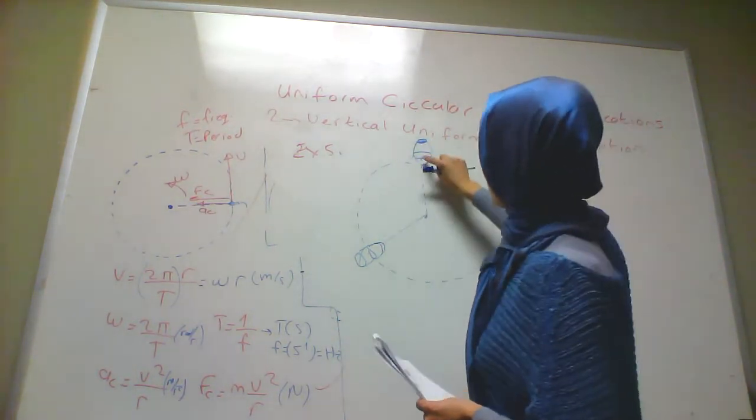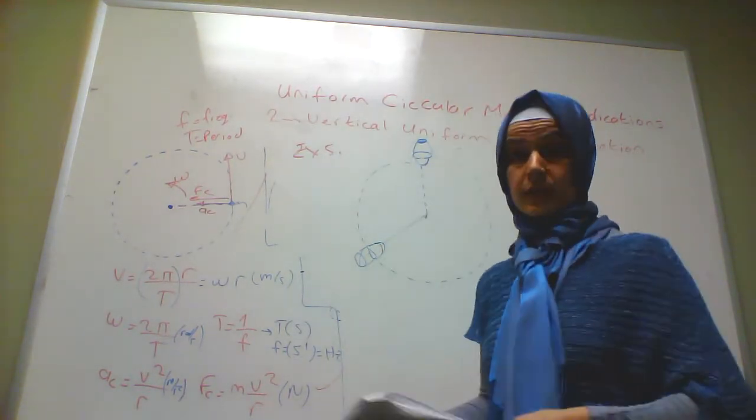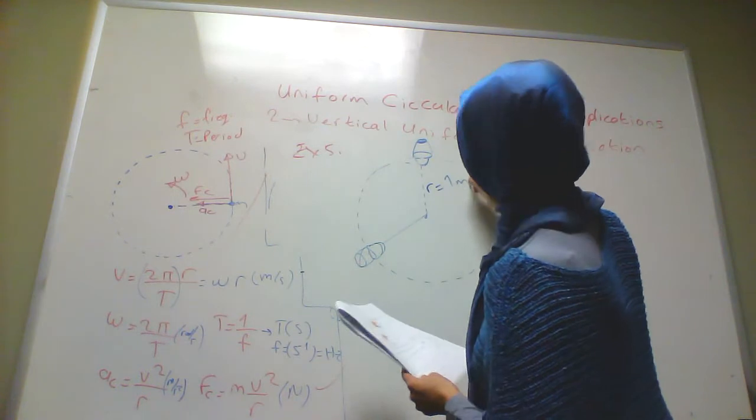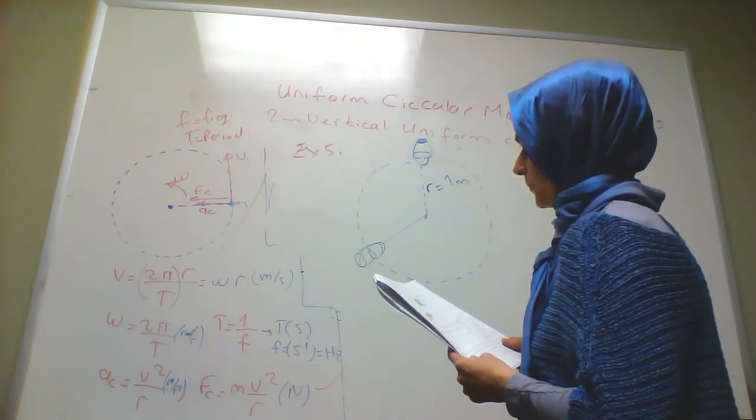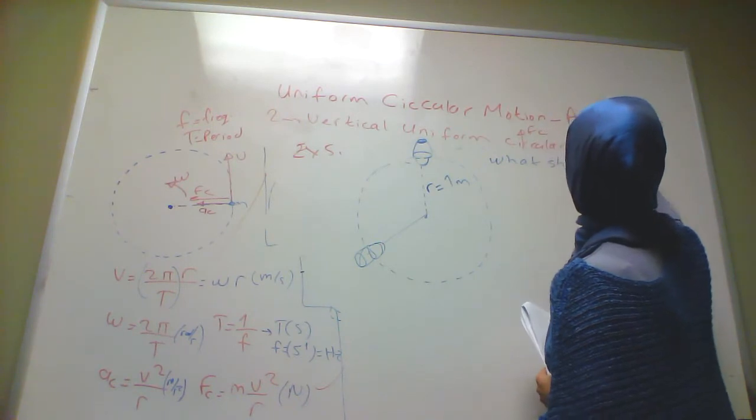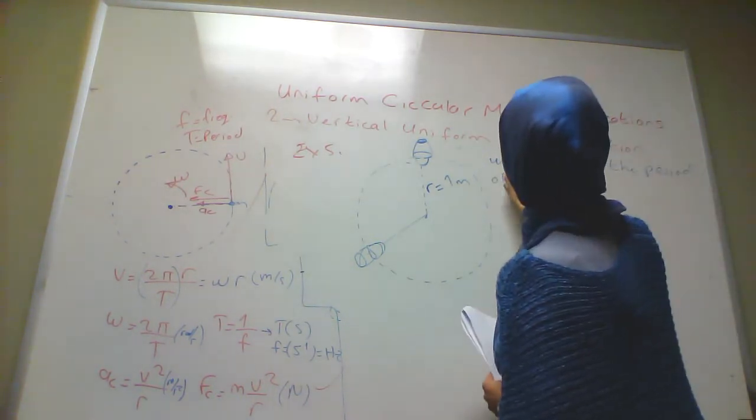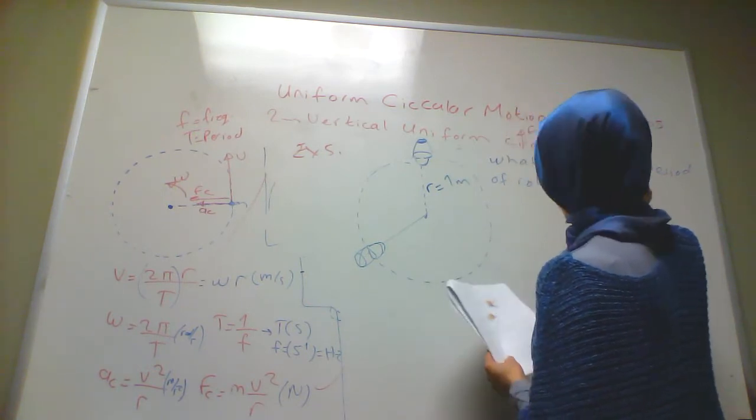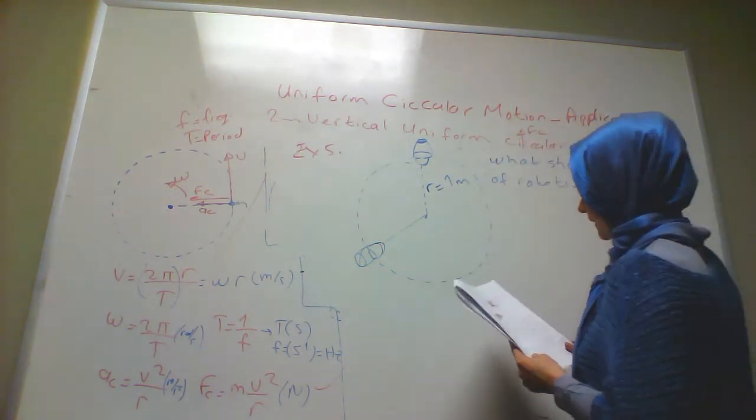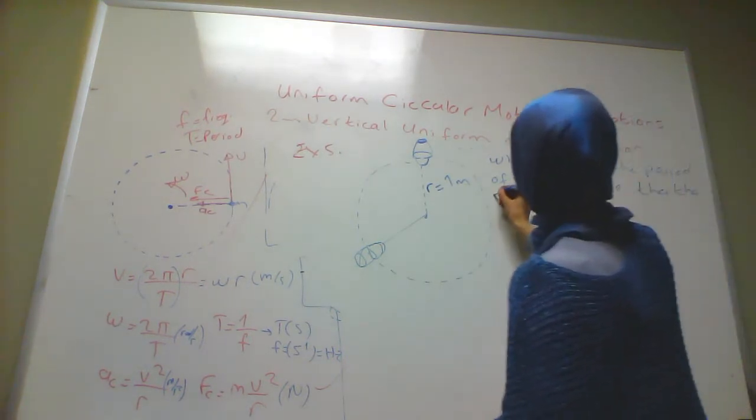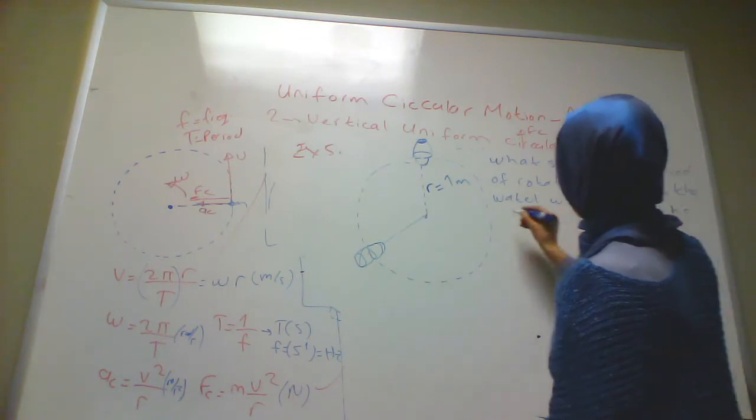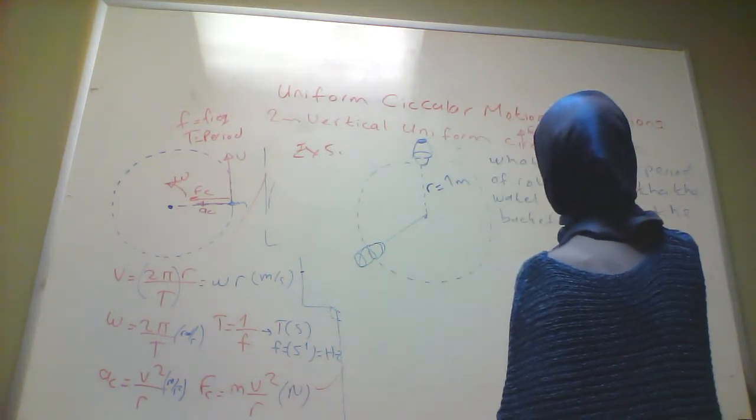And can there be any situation where we can rotate this bucket of water without spilling the water? That's the question. If r is equal to 1 meter, what should the period of rotation be so that the water will stay in the bucket for sure?